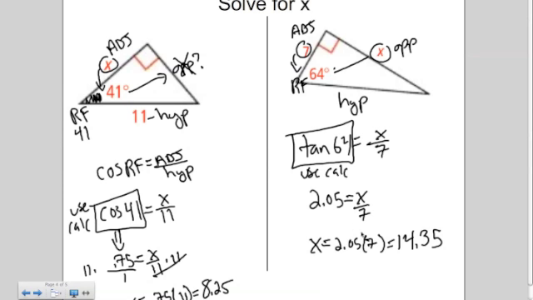So that is how you use your trig ratios to find a missing side.